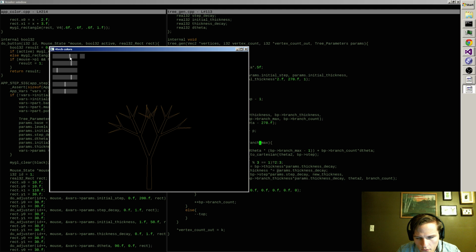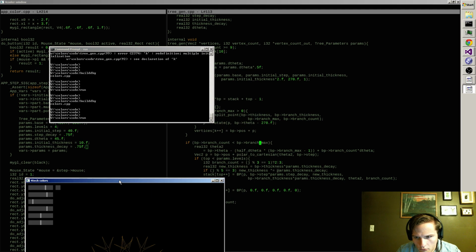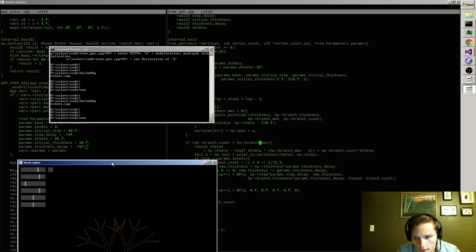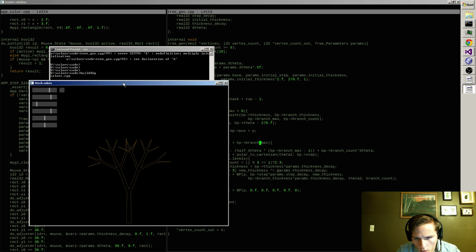Is that working? If j modulo 5 equals 3, thickness decay a second time. I don't know, do any of them look more decayed than usual?